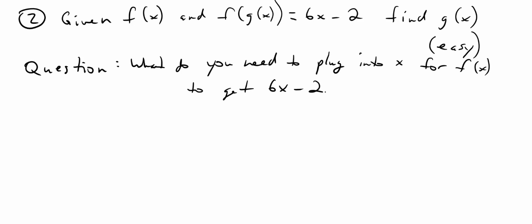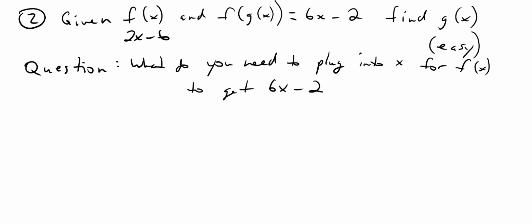here I need to give you f of x. So just to get this one, here, let me give you f of x. That's helpful. 2x minus 6. Okay, so f of x is 2x minus 6, and f of g of x is 6x minus 2.